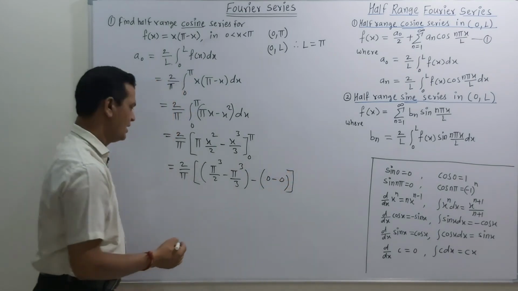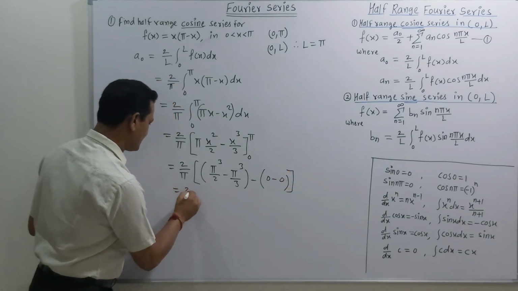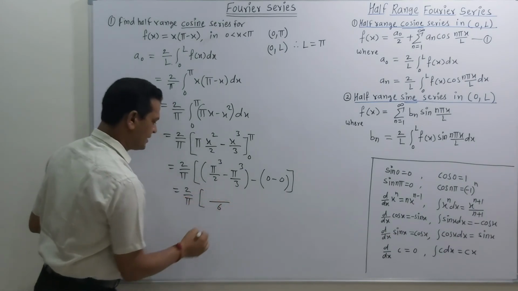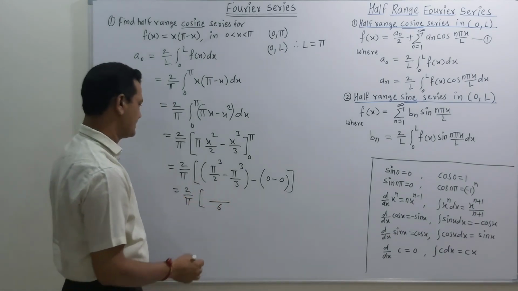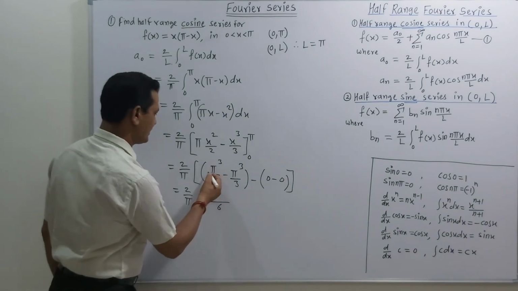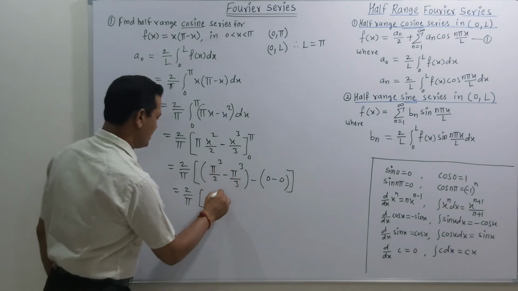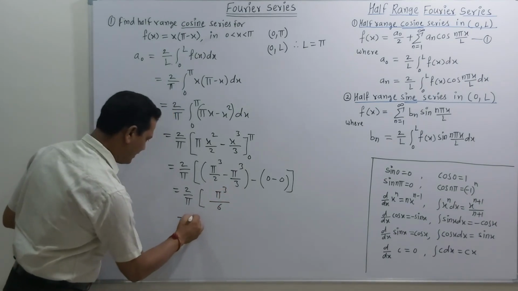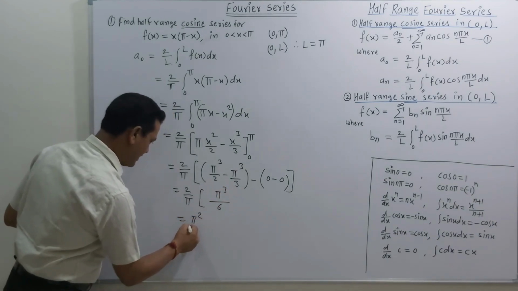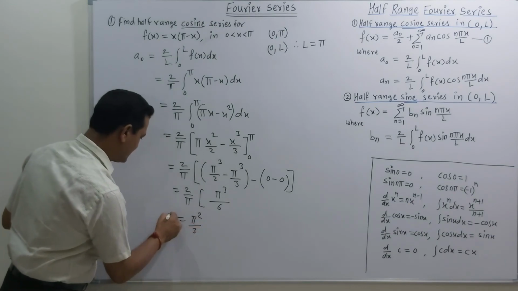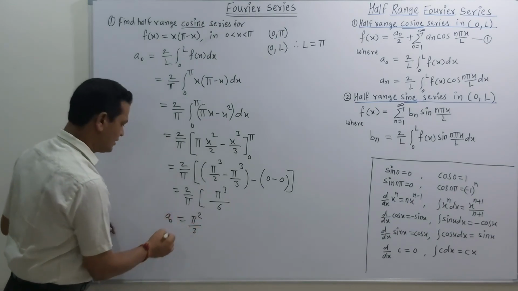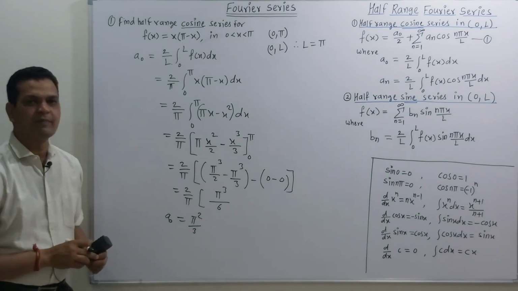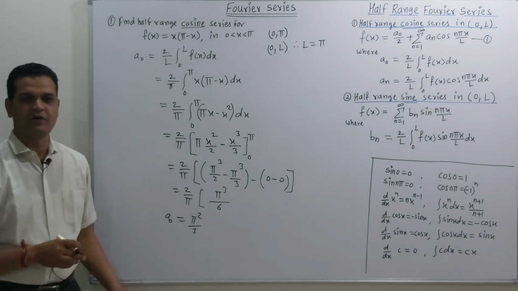Now just simplify this. We get 2 upon pi, then taking the denominator common, 3 twos are 6, we get 3 pi cube minus 2 pi cube, so we get pi cube, and finally we reach the answer, pi square upon 3. So this is the value of the first coefficient, which is called a naught. The value of a naught is pi square by 3. So this is our first coefficient.